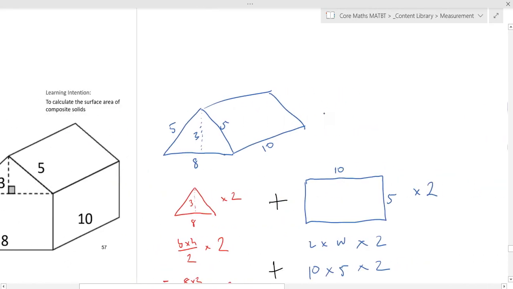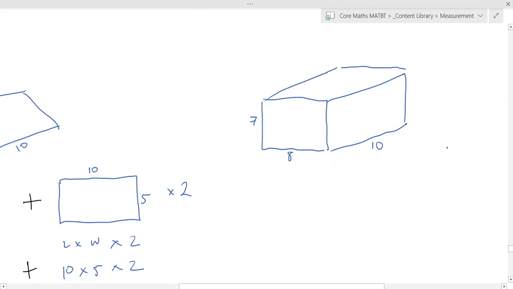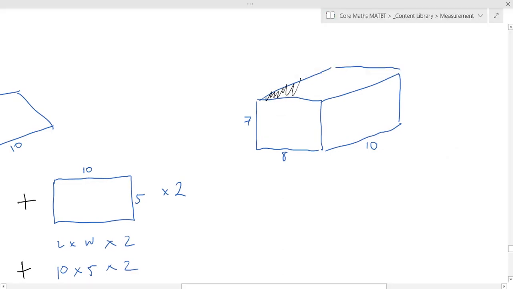So for the next part of my rectangular prism, this is 7, this is 8, and this is 10. That's really all I need to know for this. And keeping in mind that we're not actually calculating the area of the top here. Why is that? Because it's not exposed. And there's also one more side that we're not calculating. Anyone know? The bottom. You're not calculating the bottom because it's not exposed. So you're only calculating this side, this side, this side, and that back side. That's really the only sides you're calculating here.